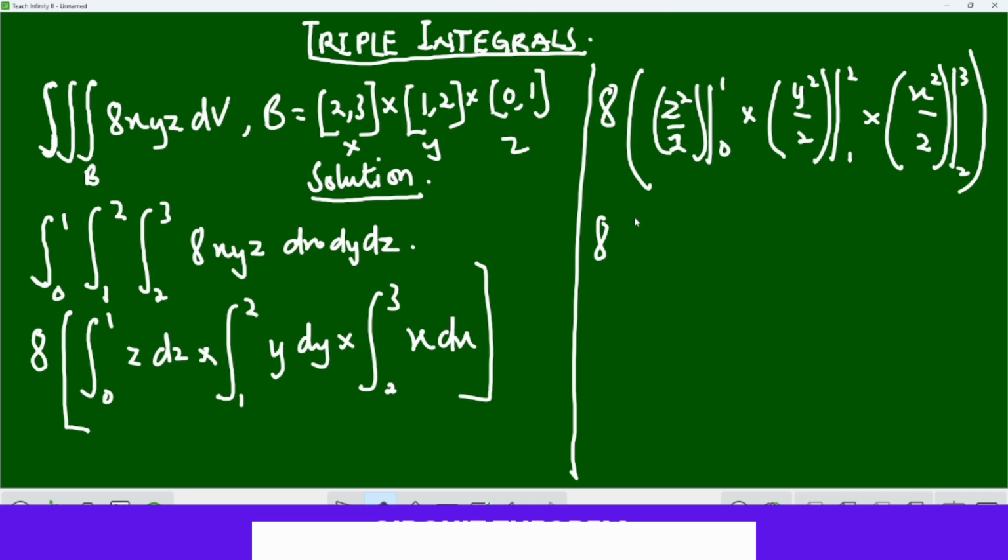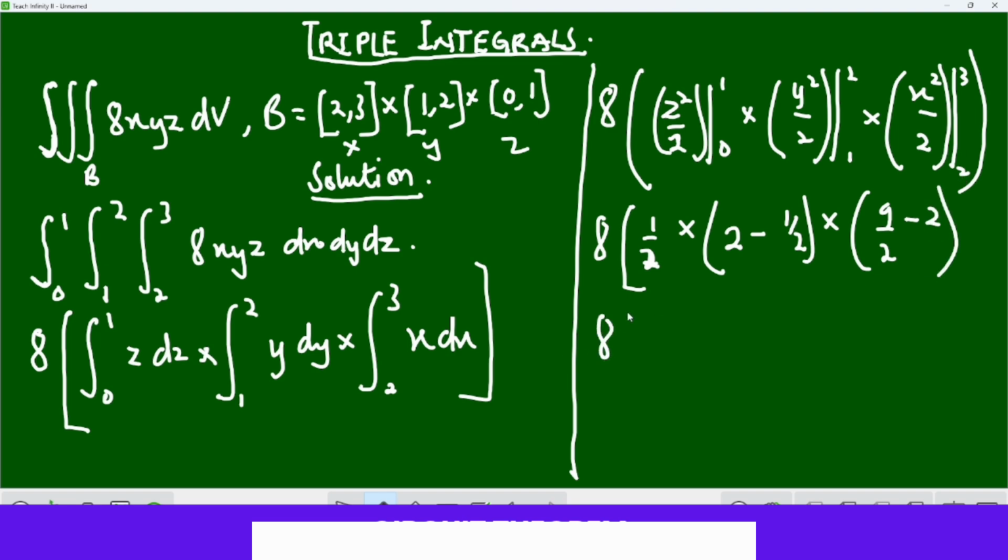Okay, so finally I can work these terms out. For z, when z is equal to 1, I have 1 over 2. When z is 0, it becomes 0, so we don't worry ourselves. When y is equal to 2, we have 4 over 2, which gives us 2, minus when y is equal to 1, we get 1 over 2. All that times, when x is equal to 3, we have 3 squared over 2, that is 9 over 2, minus when x is equal to 2, we get 4 over 2, that is 2.